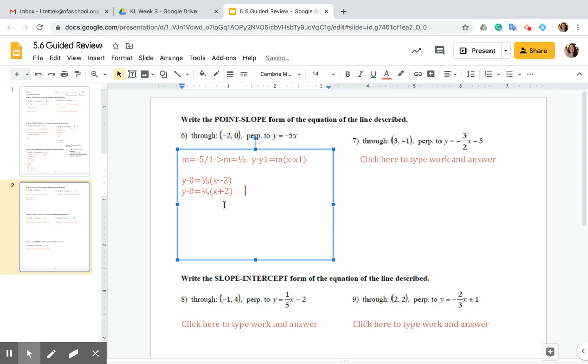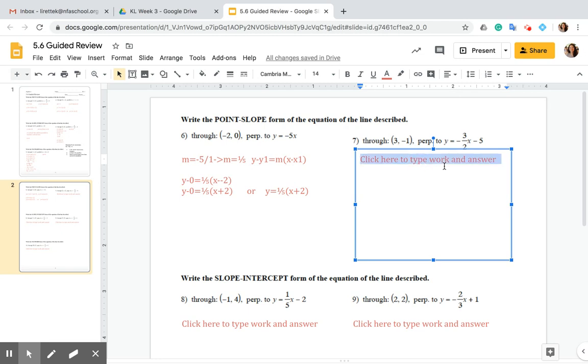So I guess I'll list it off to the side. You can say, or y equals 1/5 parentheses x plus 2. You definitely need the parentheses here though, because you've got a slope of 1/5. The only time you can omit the parentheses in point slope is if your slope is 1.